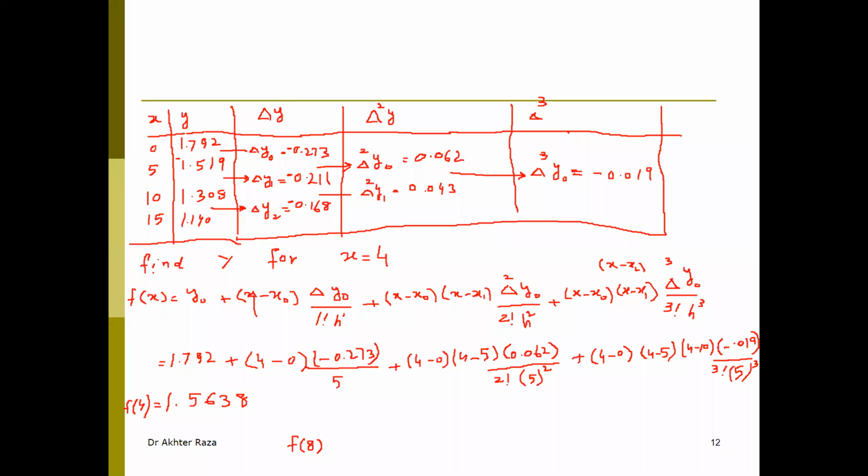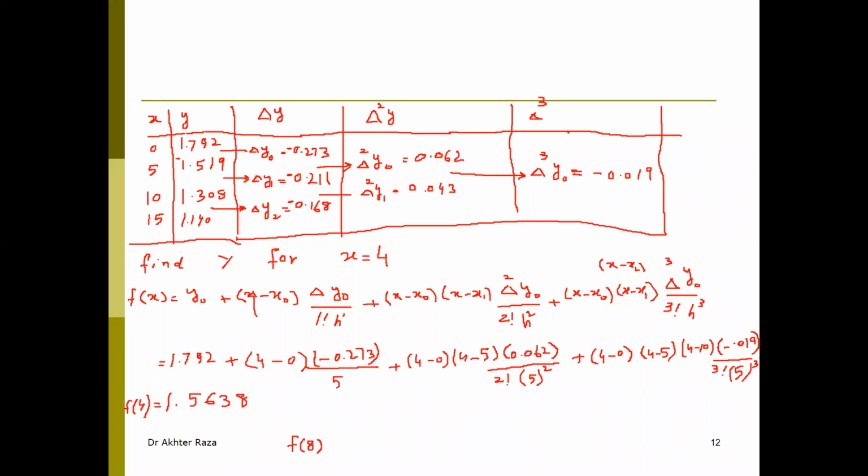Instead of using this formula for estimating the 8, I suggest you use the central differences. There is another type of differences we have, known as central differences. If your missing number is from the center, then instead of simple differences, we will use central differences. If your missing number is from the beginning, we use the Newton forward formula.